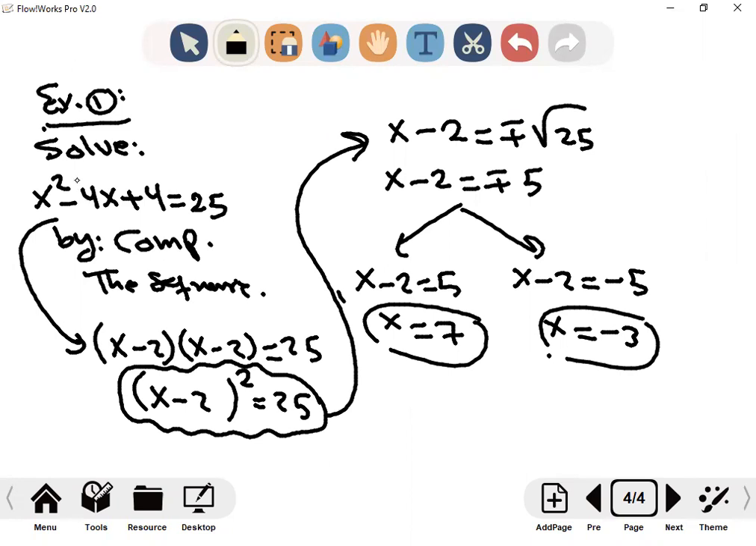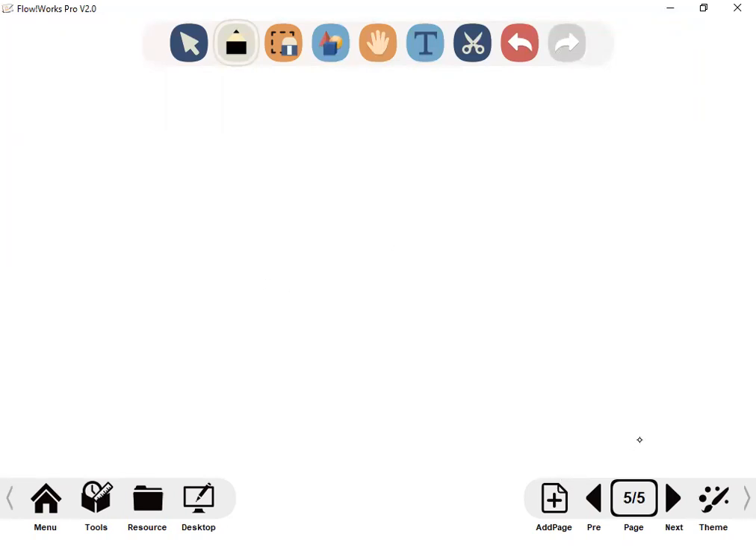Look here, guys. Focus on something here. The half of 4 is how much? 2. And 2 power 2 is how much? 4. Again, the half of 4 is 2, and 2 power 2 is 4. Let's check after example 1.